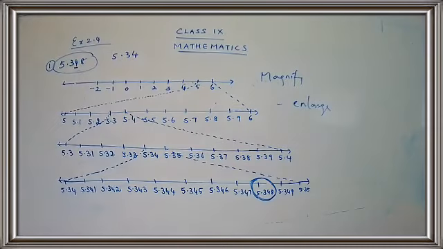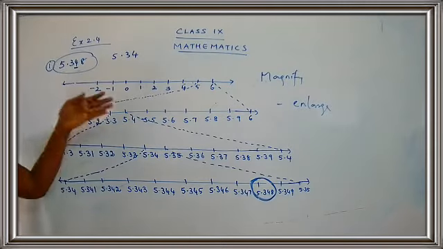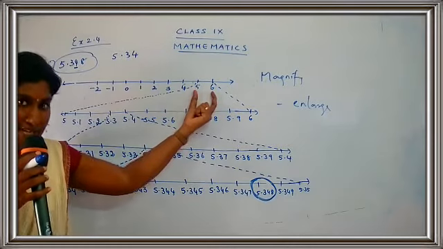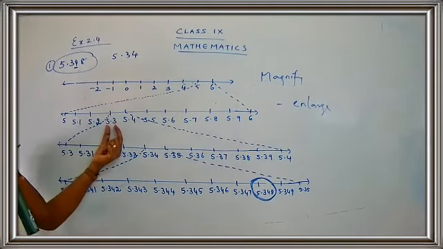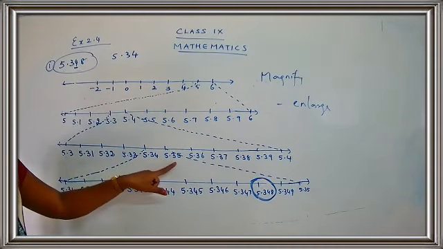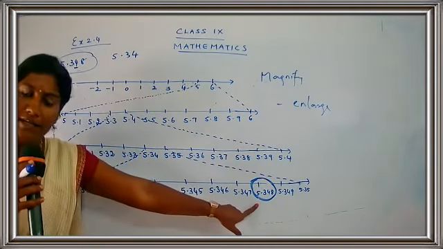So what is this method called, children? This method is called successive magnification. What we have done? We have magnified each part. First I magnified 5 and 6. Then I magnified 5.3 and 5.4. Then I magnified 5.34 and 5.35. And at the last I got the required answer.